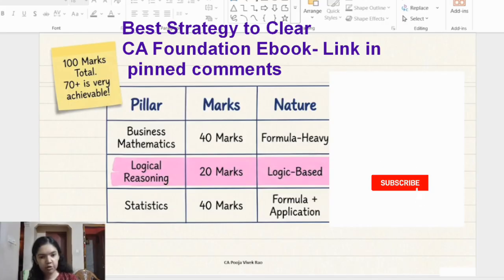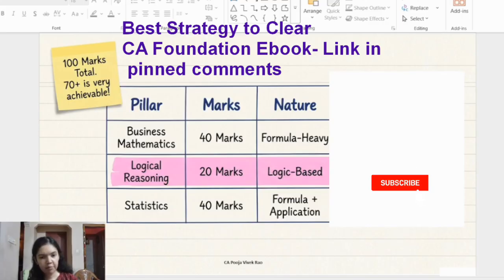Business mathematics is for 40 marks and mainly this is based on formulas. There are many formulas in this business mathematics part. Then next we have logical reasoning. This is for 20 marks and this is logic based. And then we have the statistics portion, which is again for 40 marks and includes formula plus application. So this means your preparation should be balanced across all the 3 sections.